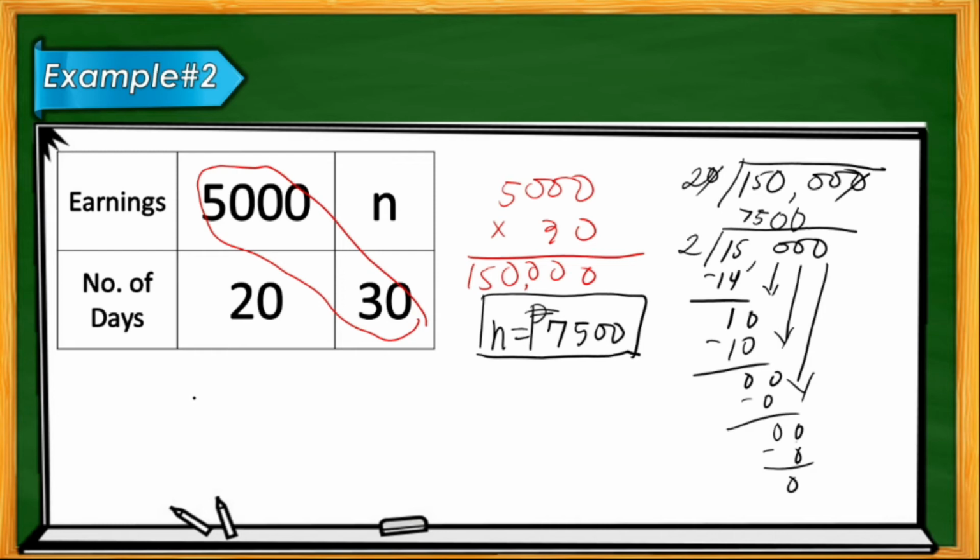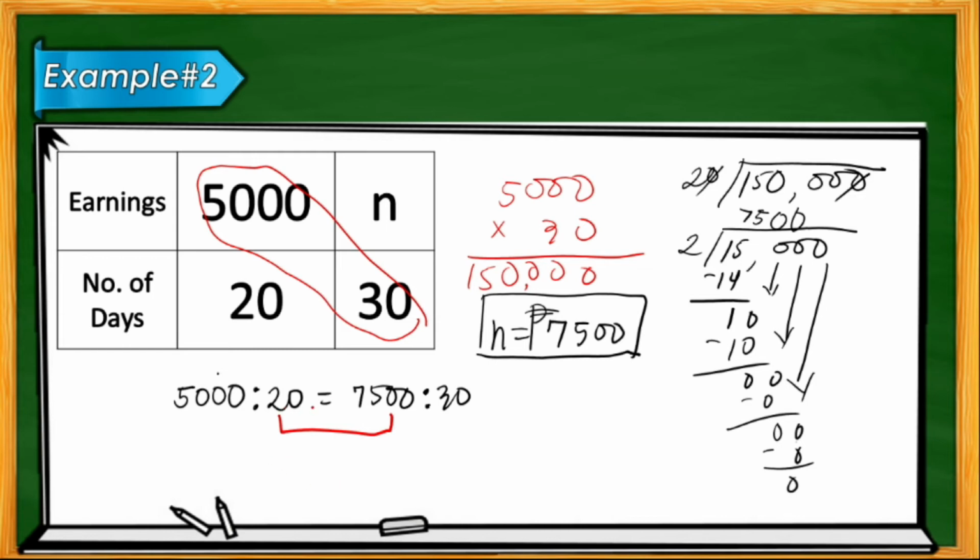So to check our answer, we're going to multiply the means and extremes. If they are proportion, the answer is correct. So this would be the ratio. 5,000 is to 20 is equal to n. n is 7,500 is to 30. So multiply the means. The means is this one. So this would be the means.